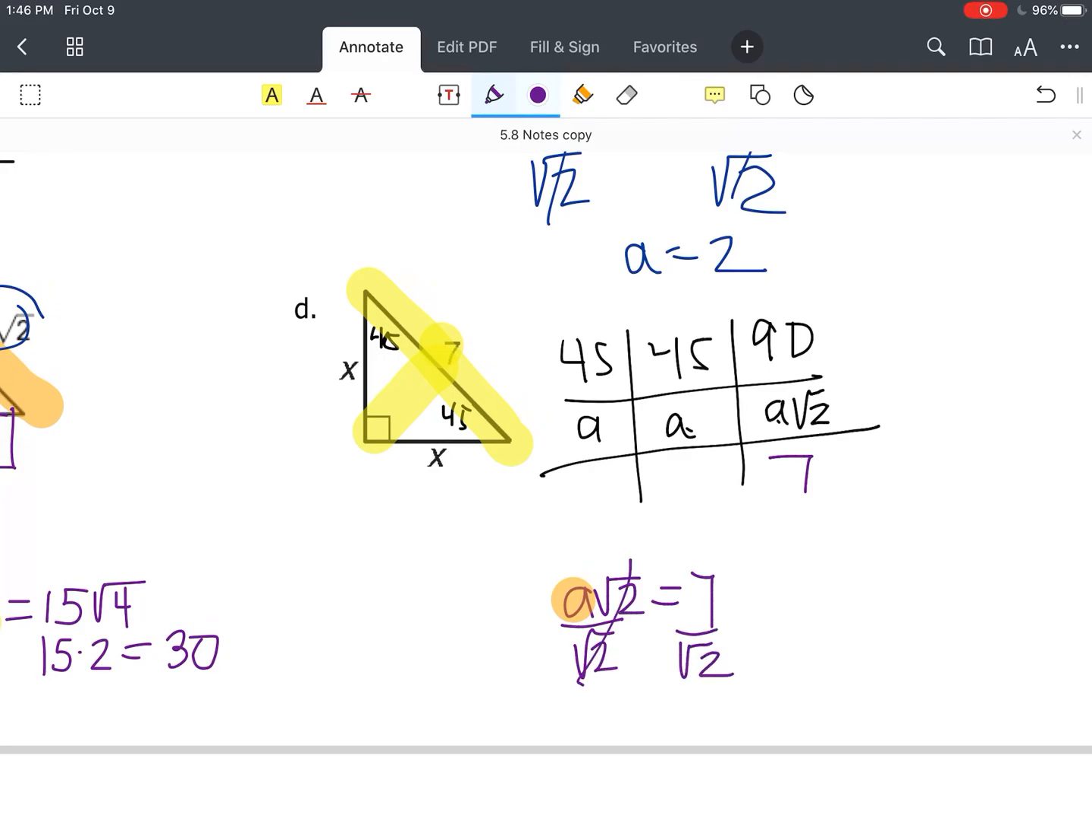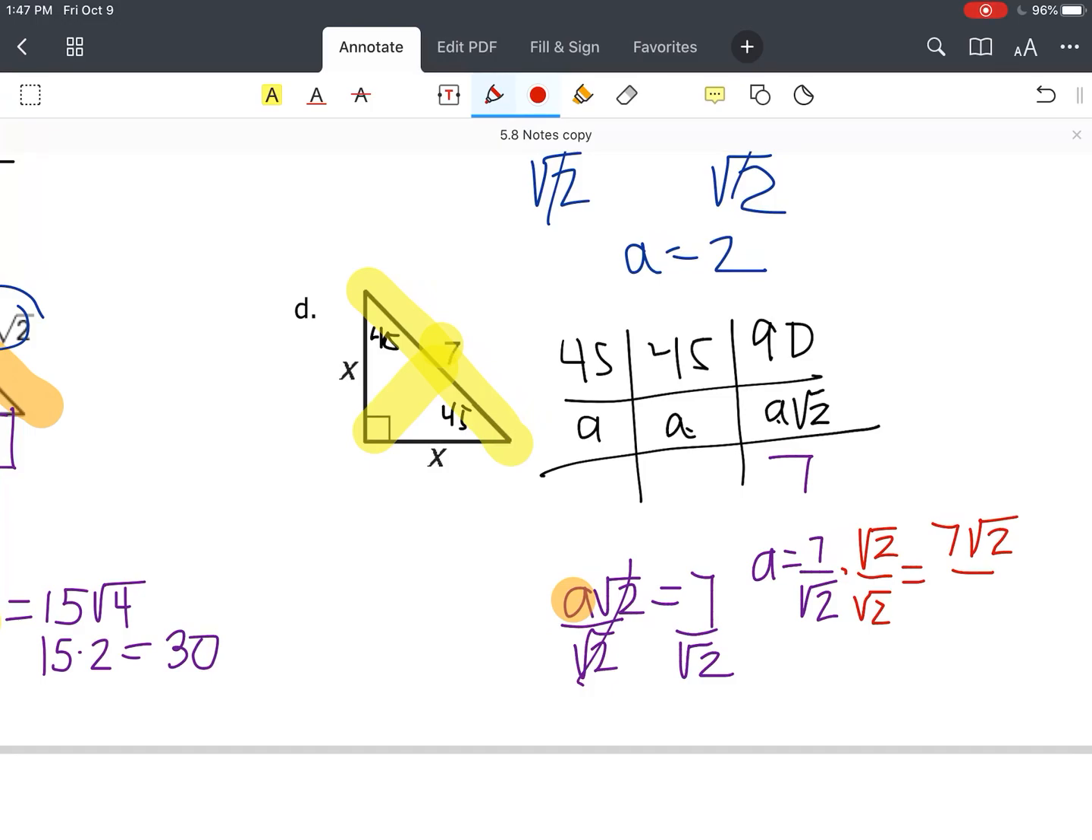So to get A by itself, I'm going to divide both sides by root 2. Unlike my other example, my root 2 is not going to cancel. So I would be left with A equaling 7 over root 2. Now, in math, you are not allowed to have a square root in the denominator. That's not something you're allowed to do. So to get rid of it, we're going to have to multiply both the top and bottom of the fraction by the bottom square root, which in this case is root 2. So I'm going to multiply both the top and the bottom of my fraction by the square root of 2.